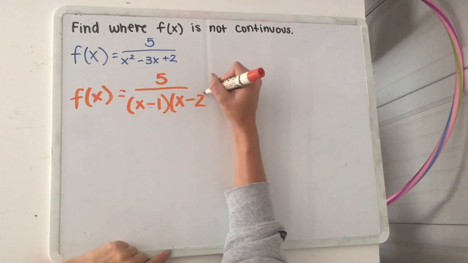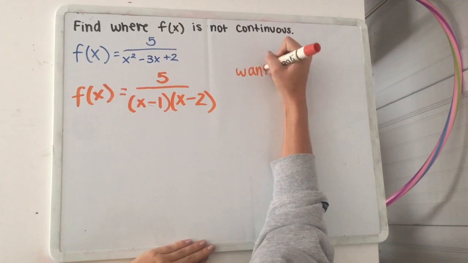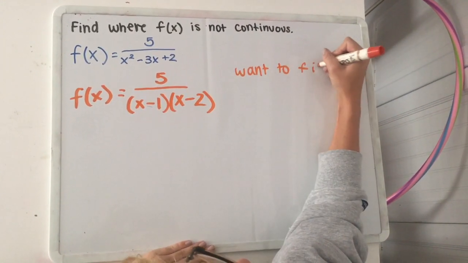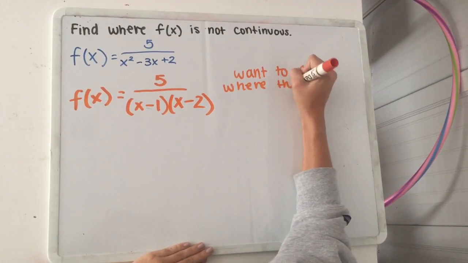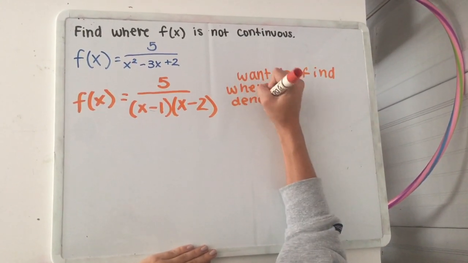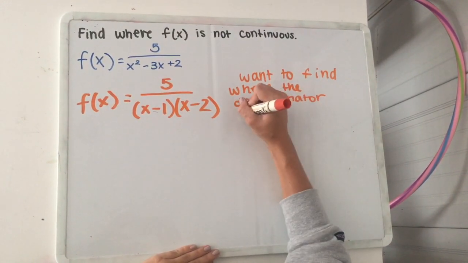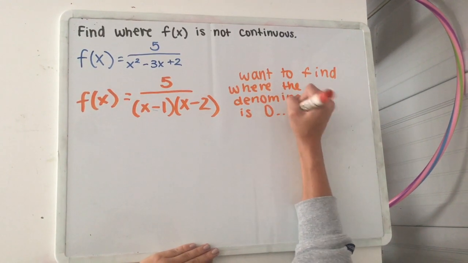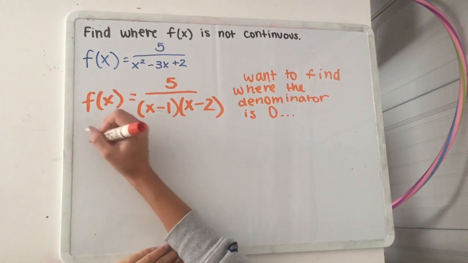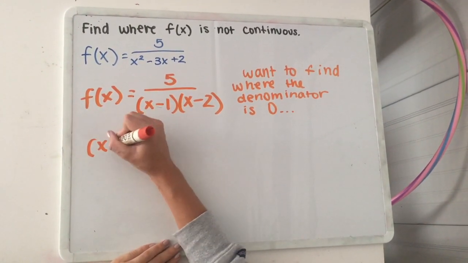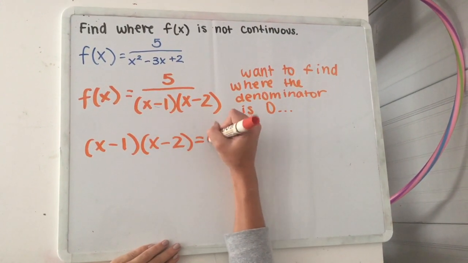And we want to find where the denominator is equal to 0, because that is where the function is not continuous, because anything divided by 0 is undefined, so there would not be an f of x value when x equals these numbers. And when we set the denominator equal to 0, we get that x equals 2 and x equals 1. And those are the values where the denominator is 0.